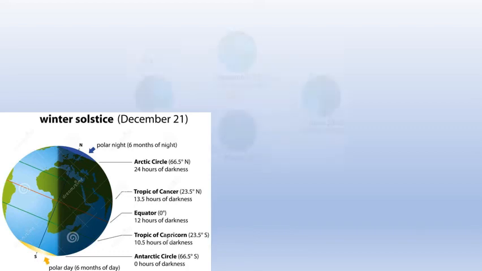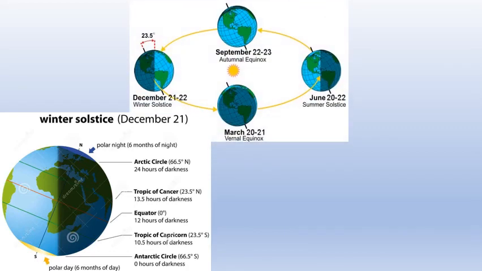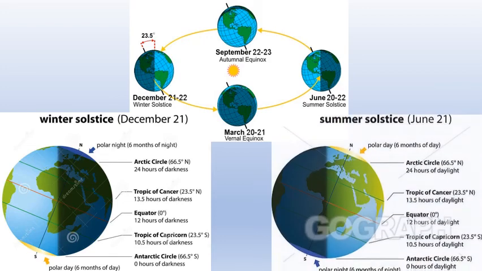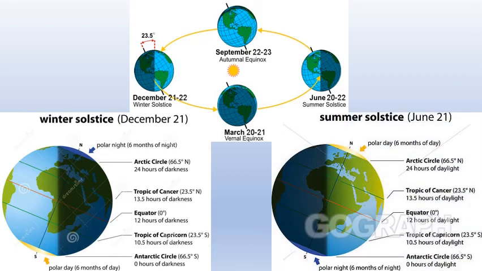These are different positions of the earth. So you can see that during December and June, because of the inclination of the earth, the Tropic of Cancer is the point which is closest to the sun during summer, and the Tropic of Capricorn is the closest to the sun during winter.